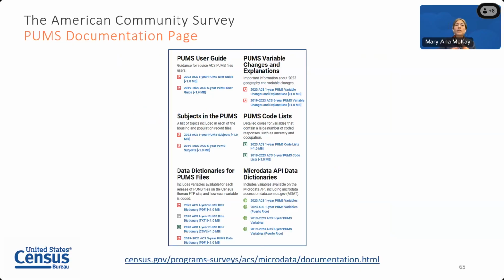So let me finally highlight a page I mentioned a few slides back, that PUMS documentation page. So if you navigate to the PUMS documentation tab in the microdata section, you will find supporting documentation that is released with each new dataset. So on the PUMS documentation page, you will find the resources listed on the slide for each data year released, including user guides, data dictionaries, code lists, and more. So we update these documents for every PUMS data release, so you have access to the most up-to-date information.